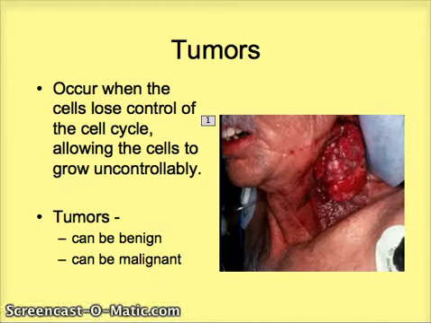Occasionally, the cell cycle gets lost. When that happens, the cells begin to grow uncontrollably. You have tumors, which are just cells that are out of shape, cells that don't do their job properly. If they're just poorly shaped, they are called benign tumors. Those can be easily removed.